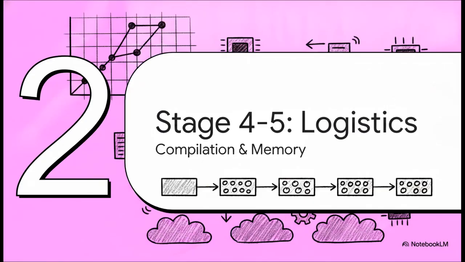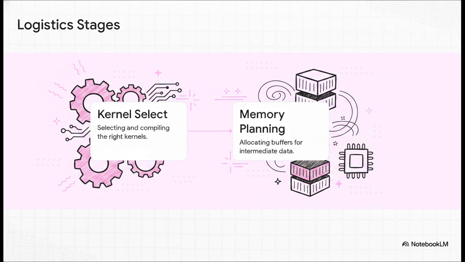All right, moving right along to stages 4 and 5, logistics. The runtime has the graph, and now it has to decide exactly how to execute it and where to physically store all that intermediate data. This phase includes kernel selection and compilation, followed by memory allocation and planning. Basically, this is where our nice theoretical graph meets the harsh, unforgiving reality of hardware kernels and memory buffers.